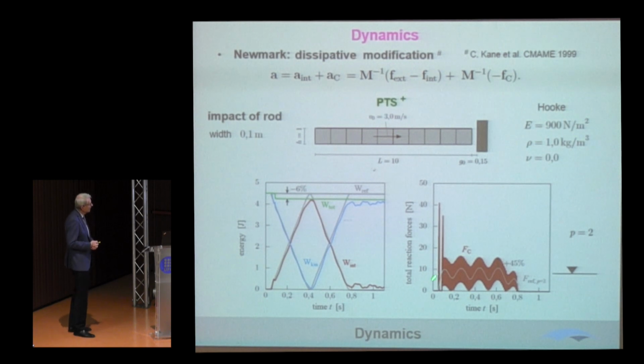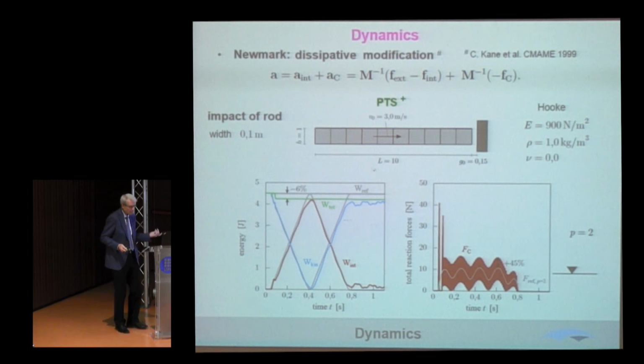But on that side, for the total reaction forces, you see a reference solution here, so the oscillation around the value 8. Please remember that, 8. But in that case, with this modification, we have a very large oscillation here, 45% deviation from the reference solution.